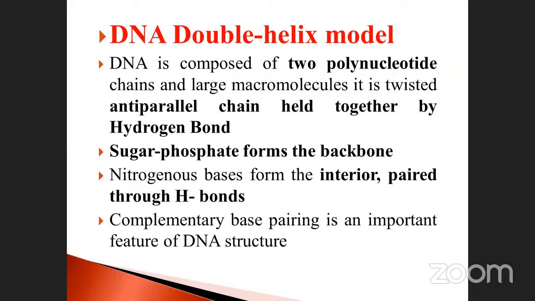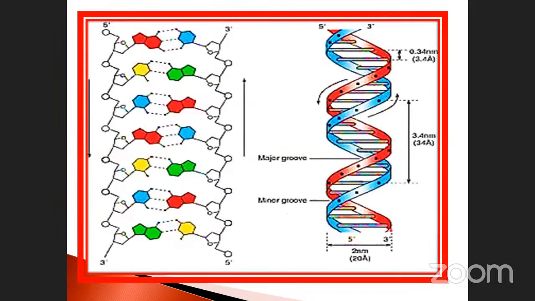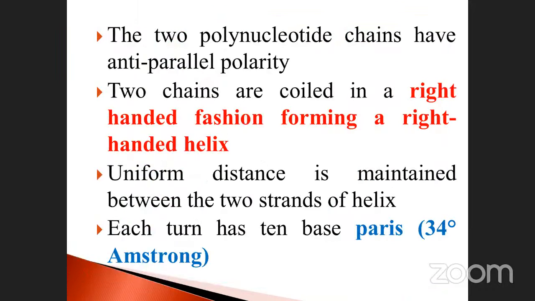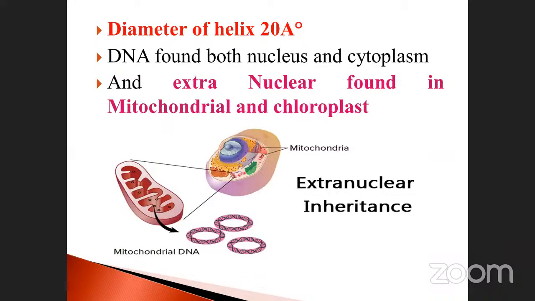What is DNA? A double helical structure. There are two polynucleotide strands antiparallel to each other, held by hydrogen bonds. The backbone is sugar and phosphate. Okay, so this is the structure. Already we saw it. And next, the right-handed helical structure: there are 10 base pairs in each rotation, and 34 Angstrom. The extranuclear presence, other than the nucleus, is called the extranuclear component.